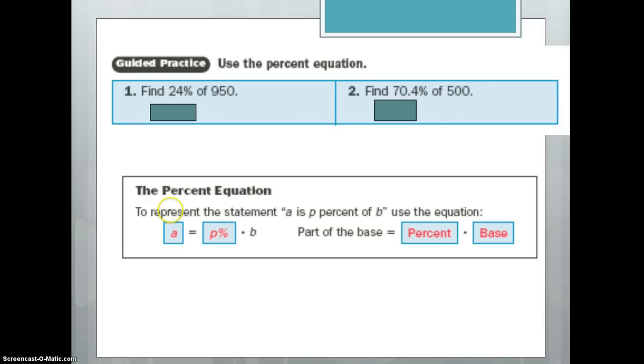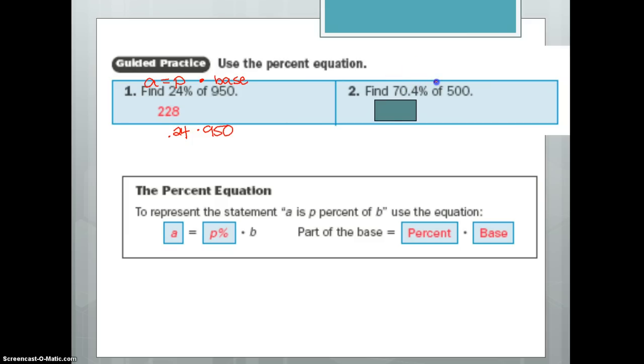For number 1 and 2, use the percent equation. Here's the word of. Remember, after the word of is your base, and of means multiplication. This is how you know to set up that you're trying to find A, because P percent times the base. Pause the video, try 1 and 2. For number 1, change it to a decimal, move 2 places to the left, multiply by 950. 228 is part of the base.